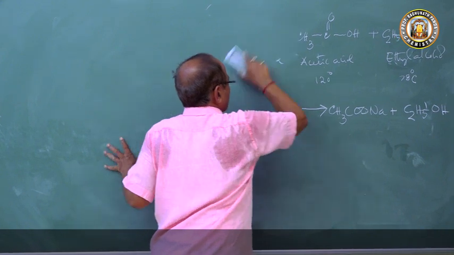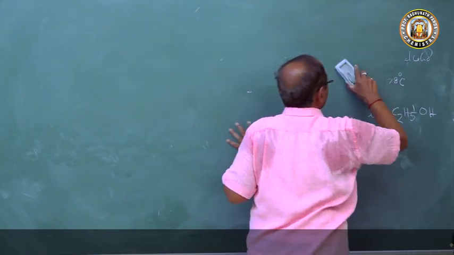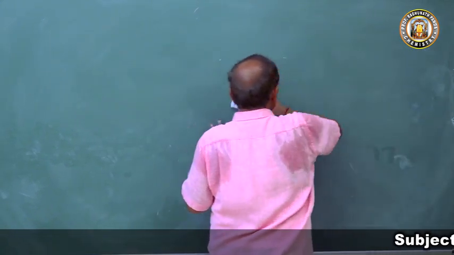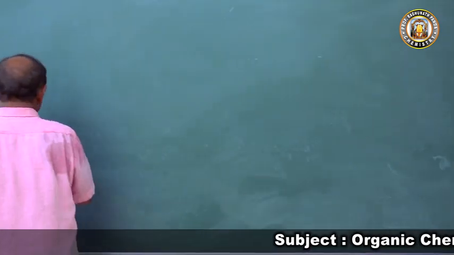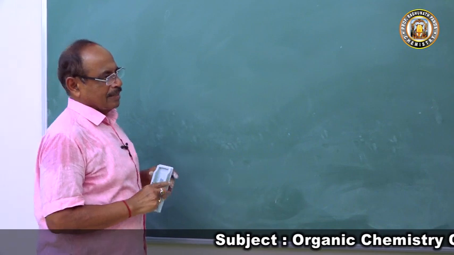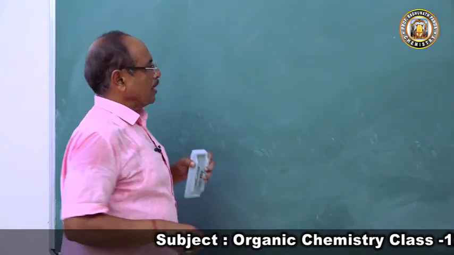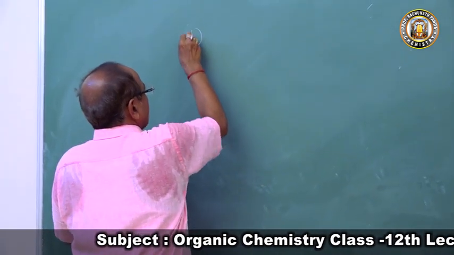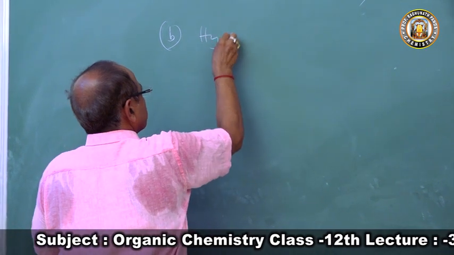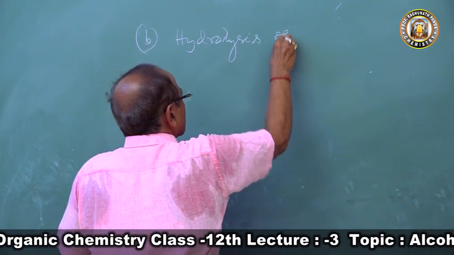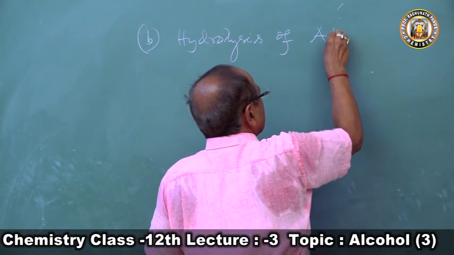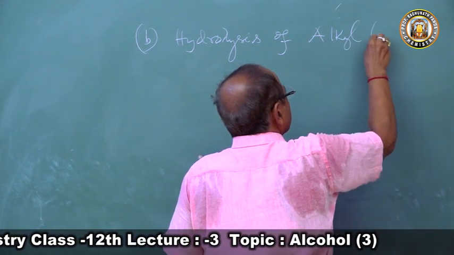When you read carboxylic acids, we will use this method. When you read law of mass action, when you read chemical kinetics, everywhere you will use this reaction. So this is hydrolysis of ester. So the second method we are taking is hydrolysis of alkyl halide.